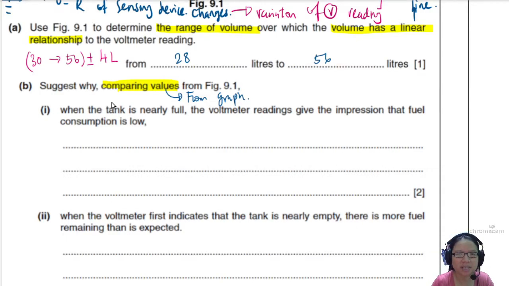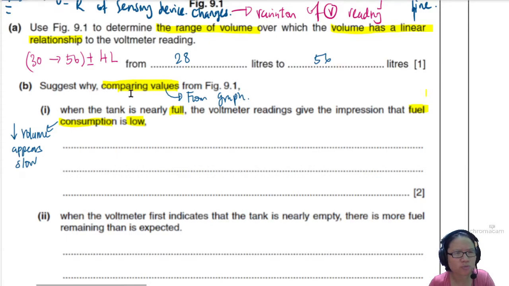All right. So when the tank is nearly full, the voltmeter reading gives the impression that the fuel consumption is low. What does fuel consumption low mean? You know, right, when you think about fuel consumption low means you can use a lot of petrol. You can use the petrol for a long time. So this means the decrease in volume appears slow.